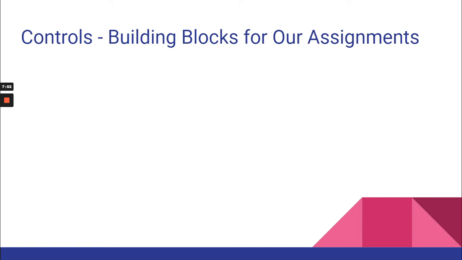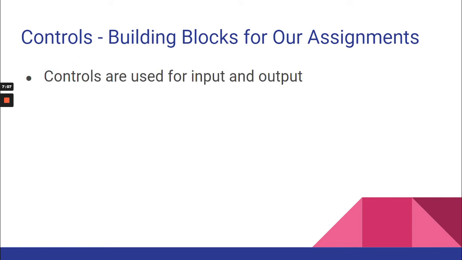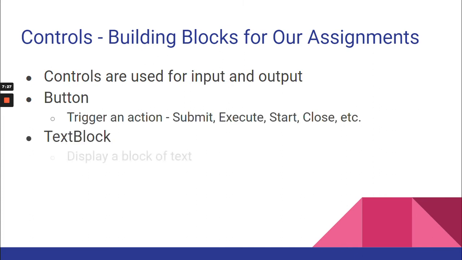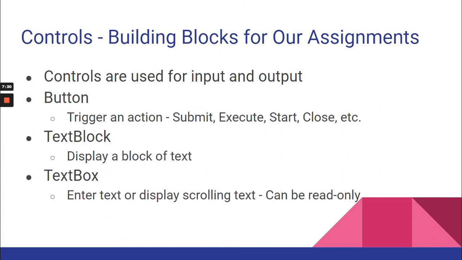For all of our assignments, we're going to be doing this thing that's called event-based programming. All of our assignments are going to be built of 3 primary controls or building blocks that make up what we do. There's a lot more than this, but we're keeping things straightforward and simple. We'll be using a button, text block, and text box. I wish these were named slightly differently because text block and text box gets confusing when you're brand new to this.